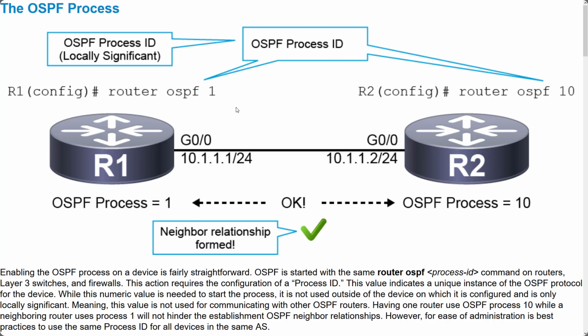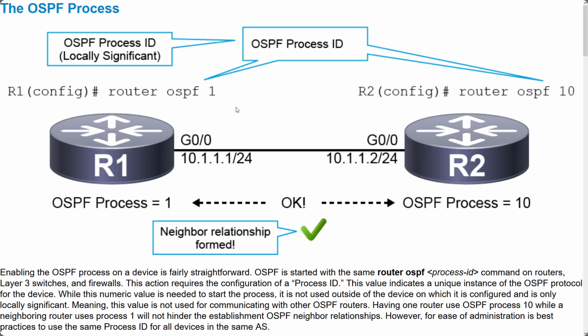On the left side, we specified that we're enabling the OSPF routing process by typing router OSPF 1. On the right side, router OSPF 10. Doesn't matter. These are not autonomous system numbers. These are locally significant process IDs. All right?